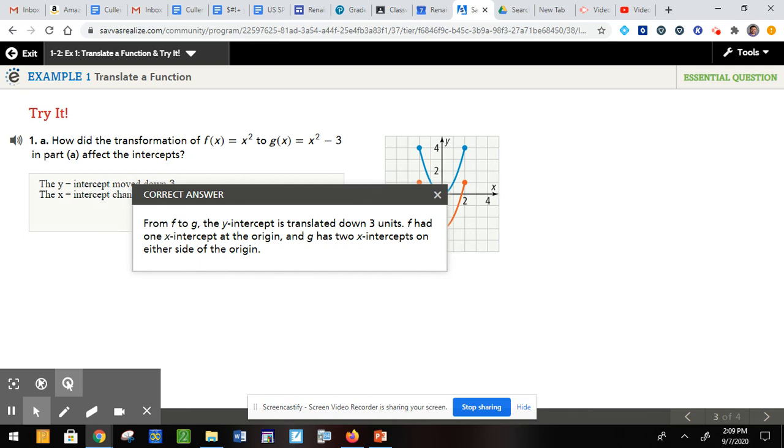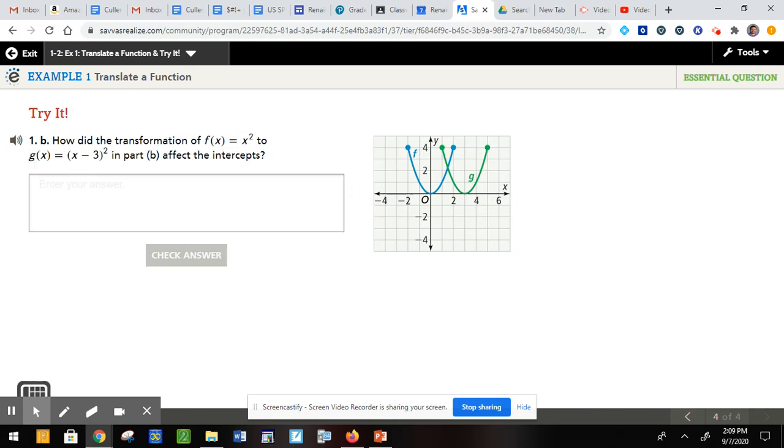Okay, let's take a look at the last one. So again, I would pause now, try it, see if you can answer the question, and then hit play and see my explanation. And again, you can hit your check answer and get that explanation there as well. How did the transformation of f of x equals x squared to g of x equals x minus 3 squared in part B affect the intercepts?